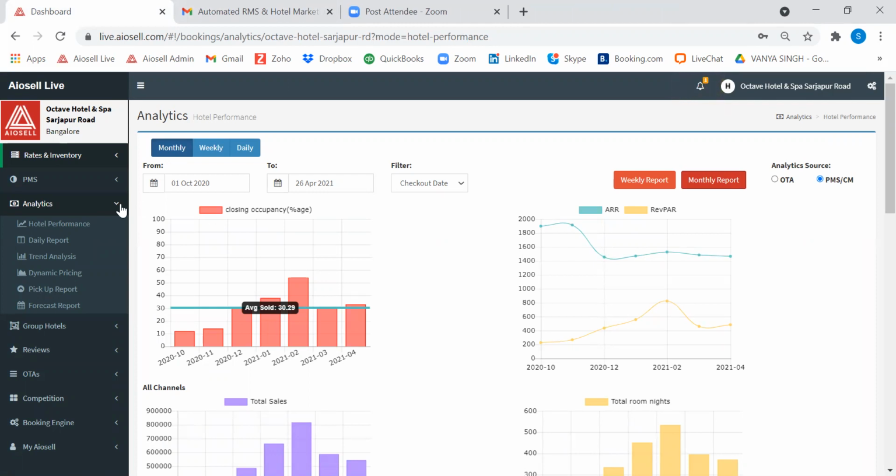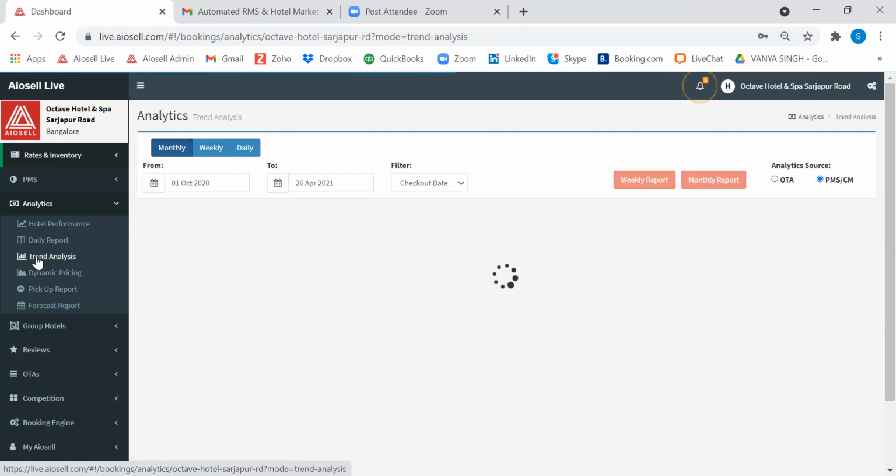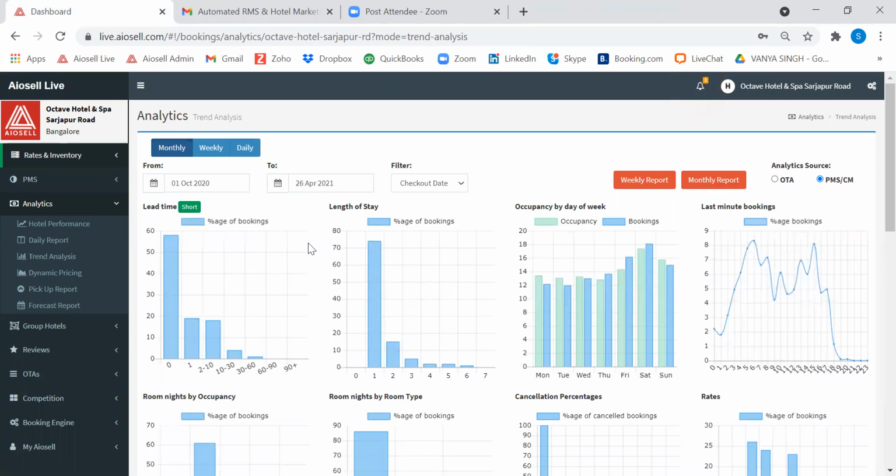There's also trend analysis, which forms the basis of the pricing algorithm of IOSL. So here you can see again monthly, weekly, daily, what is the lead time of your property. So this basically tells us how far in advance people are booking your property online. So here, as you can see, 58% of the bookings online are coming on the same day, and then there's 19% of the bookings coming a day prior. So this is how you understand, and you can make your pricing decisions according to how far in advance people are making bookings.